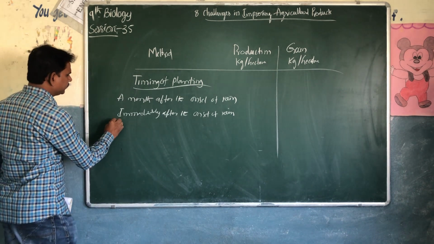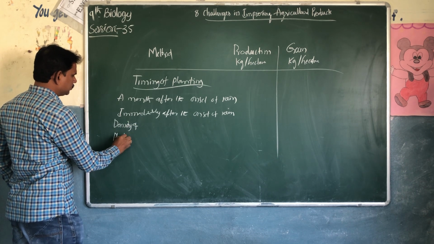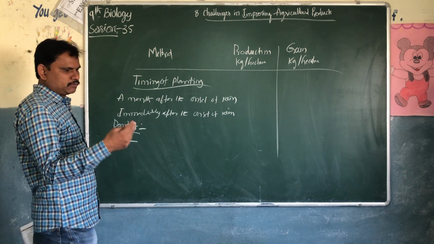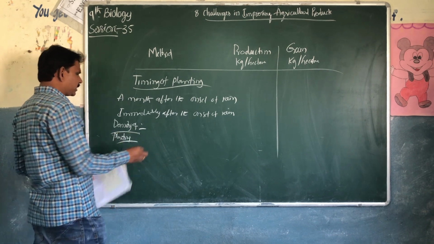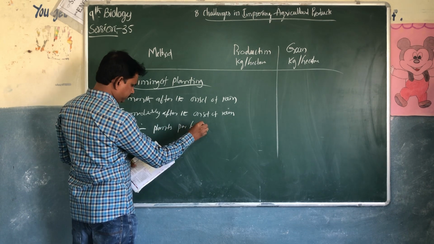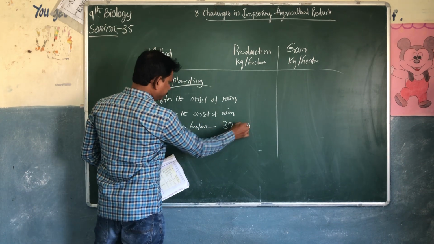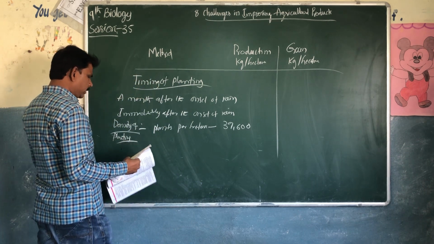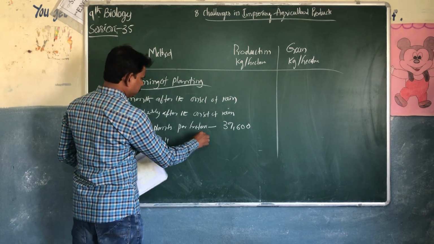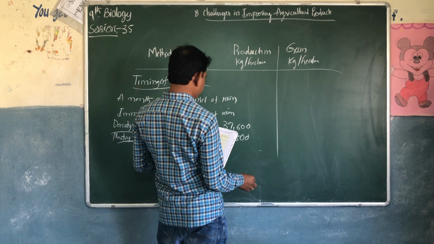Next one, density of planting. Density is nothing but the gap between one crop and another. Plants per hectare: 39,600, or 19,800.